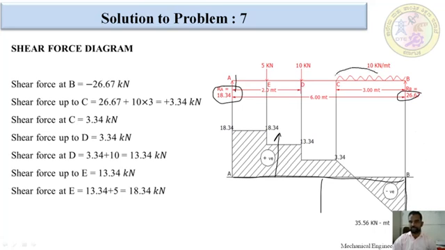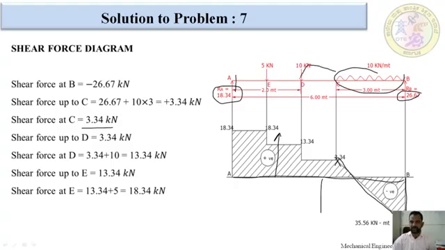After that, there is a UDL. For that reason, it is not possible to draw a horizontal line. First we have to mark this point. At C point, how much are we getting? At C point we got 3.34 positive. For that reason, we have to draw it above the baseline. This is positive. This is the UDL, this is the start, and this is the end. Both are joined with an inclined line in the shear force diagram.